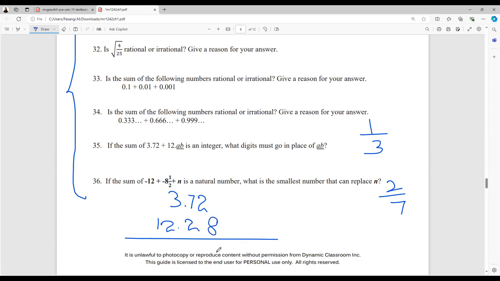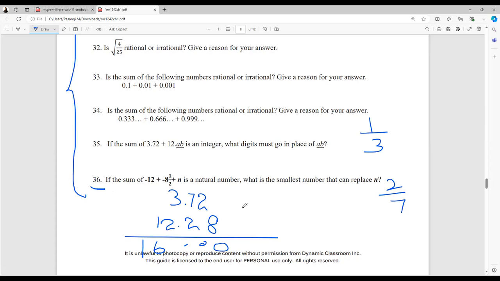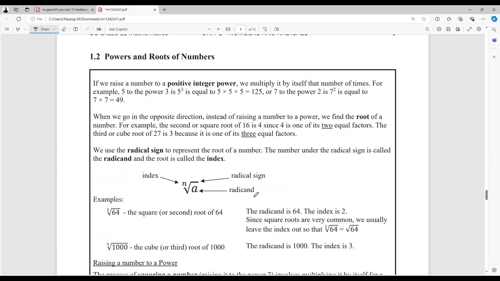Then we have 12 plus 3, that is 15. 15 plus 1, that is 16. Yes, 16. Then that is correct. 36. That one is okay. Okay, that part is done.